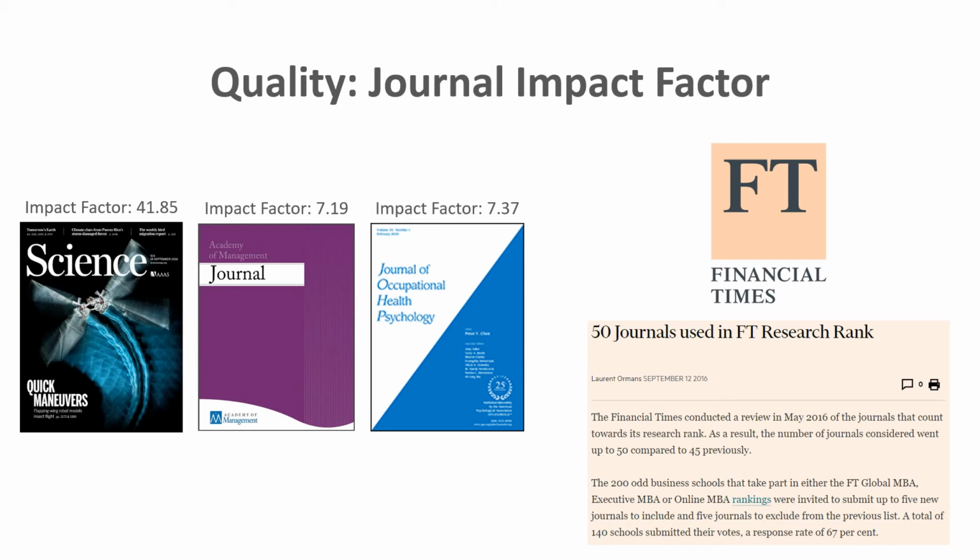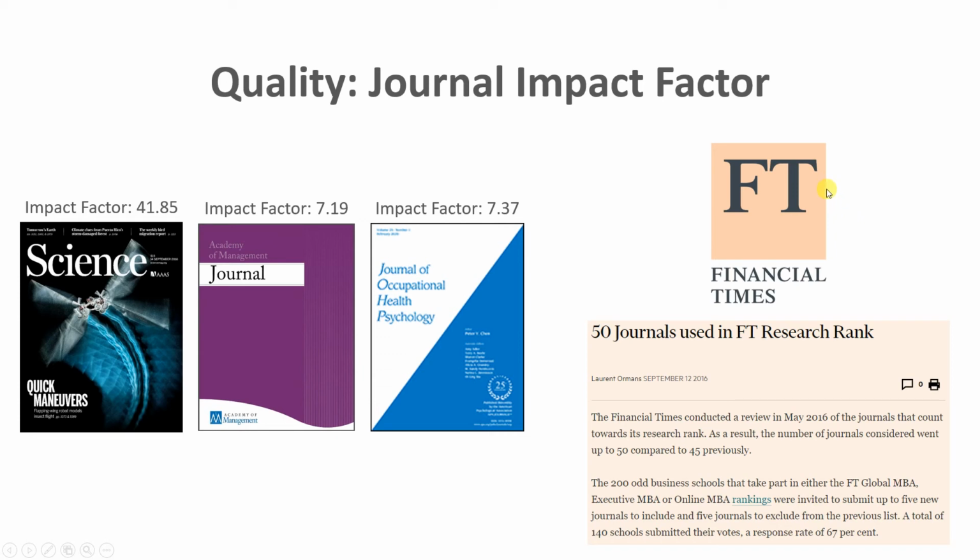Now, in addition to journal impact factor, there are some lists of top journals. One that I'm aware of is the Financial Times list of 50 journals currently that are used in their research rank. Sometimes this is simply called the FT50 list. And it does list journals like Academy of Management Journal as well as others like Journal of Management and so forth. And this tends to have more of a European focus to it, because the Financial Times, I believe, is a United Kingdom-based news source. But with that said, this is also something that you can use to kind of vet the quality.